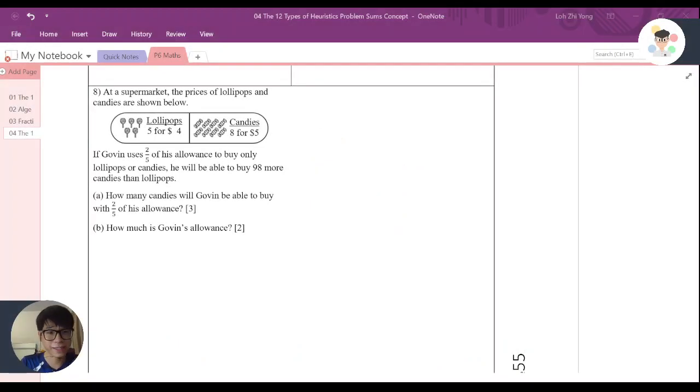Welcome back to digital class, and this is a discussion for booklet number 4, the 12 types of heuristic problems of concept, and we are discussing a proportion concept question. Now let's look at this question.